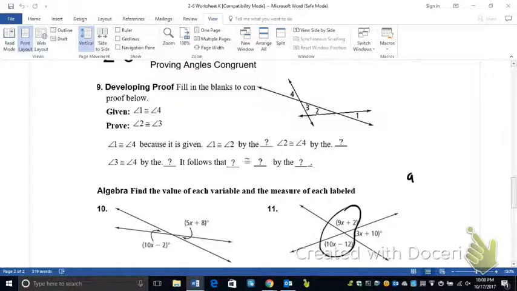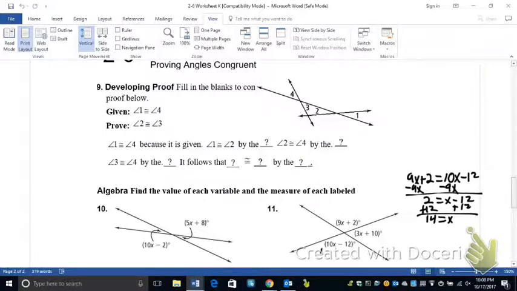Number 11, we have 3 angles here. What I want to do is use 2 of them to solve for the value of x, and then I can plug x in and use that to solve the remaining angles. So 9x plus 2 equals 10x minus 12. We're going to subtract 9x from both sides. We get 2 equals x minus 12. Add 12 to both sides, and we get x equals 14.